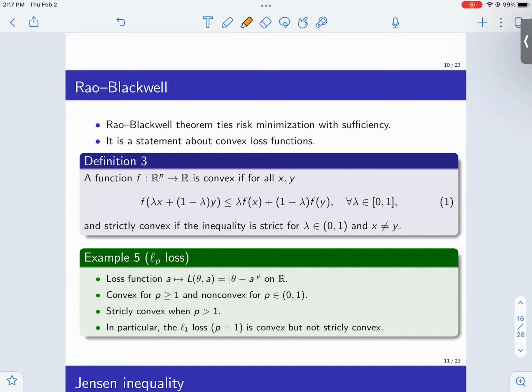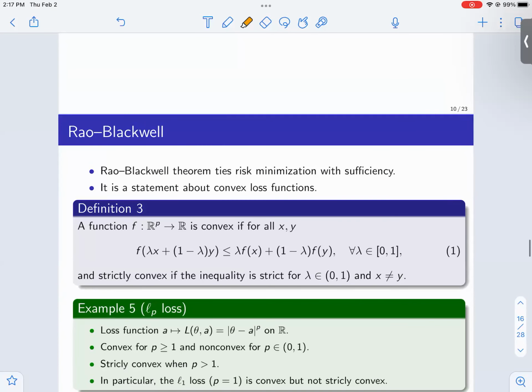So let me ask you, do you know about convex functions? How many people know convex? Okay, a lot of people. So what is a convex function? The function lies below its secant line. Okay, yeah. So what is a secant line? You draw two points and make a line between them.